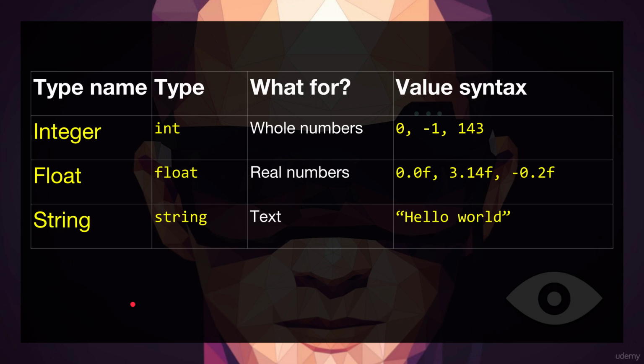So let's revise the types that we have seen so far. So far we have seen the floats, integers and strings, and here are the different types that we actually use when writing it in C#.